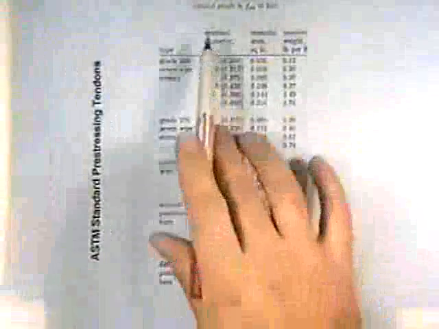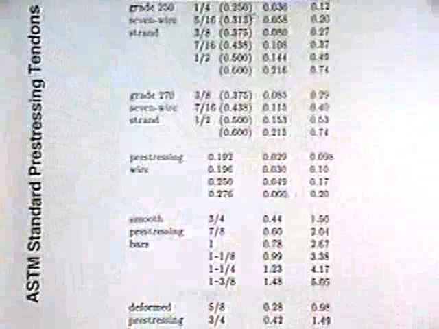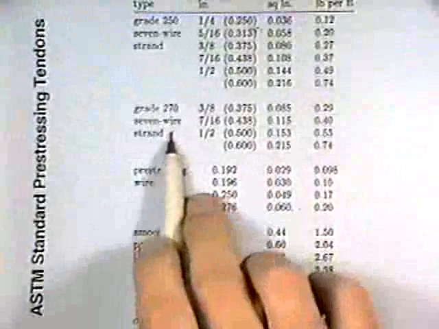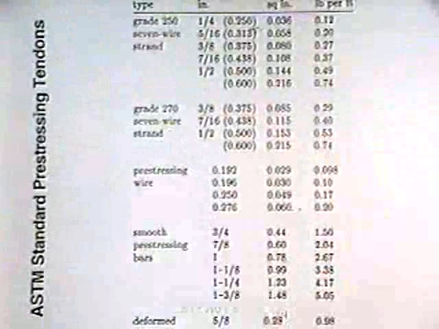And I also included a sheet of all the pre-stressing tendons with their required areas. Again, if you get a post-tension beam and they tell you to use a grade 277 wire strand, you have to have this table or you can't design it. Okay?